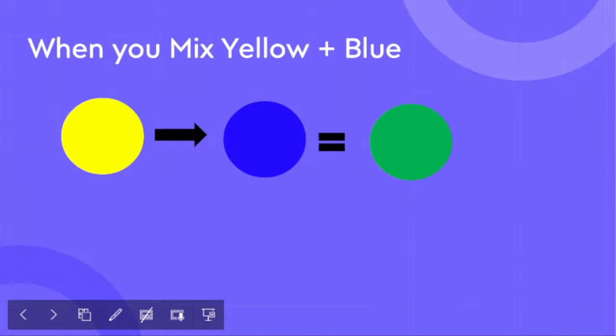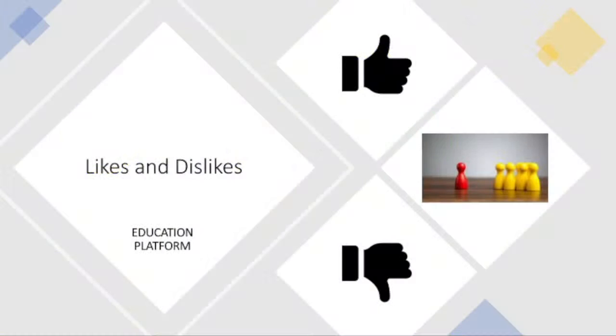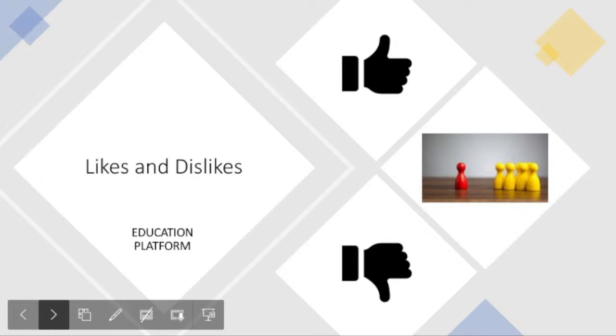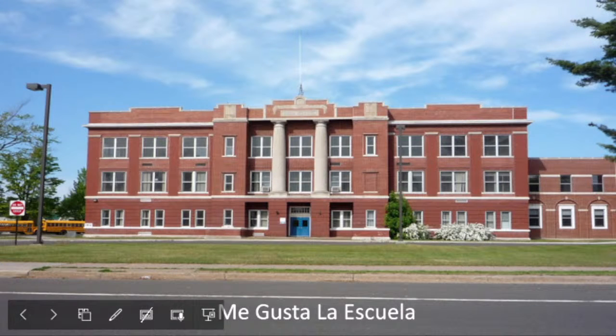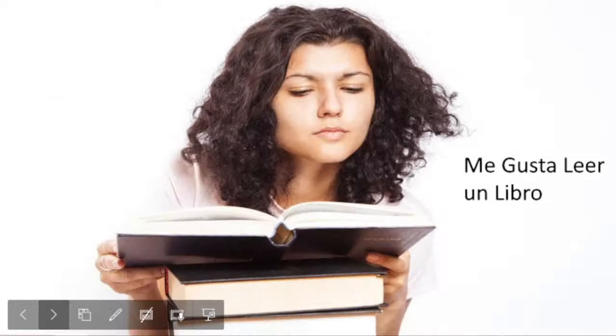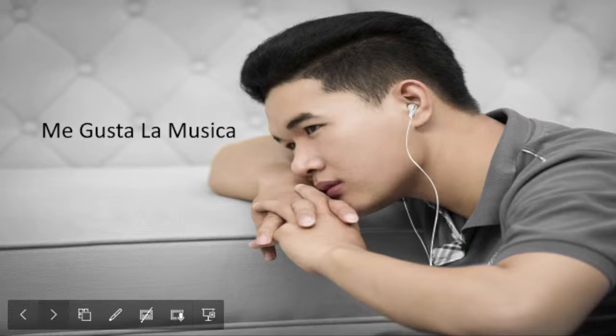Now, next is the likes and dislikes in Spanish, Español. Me gusta la escuela. I like the school. No me gusta la bicicleta. I don't like the bicycle. Me gusta leer un libro. I like to read the book. Me gusta la música. I like the music.